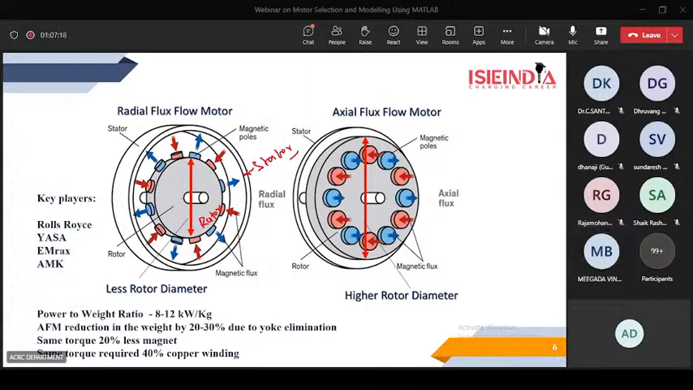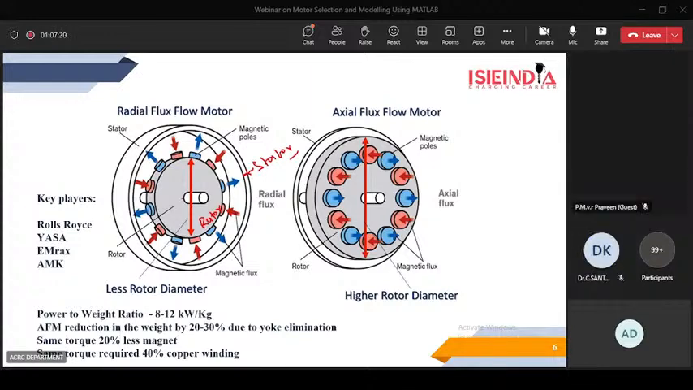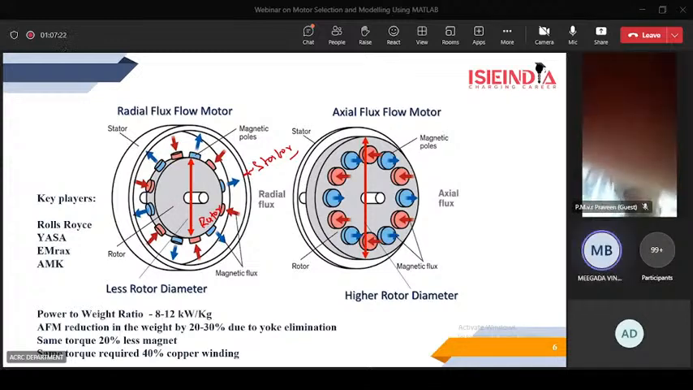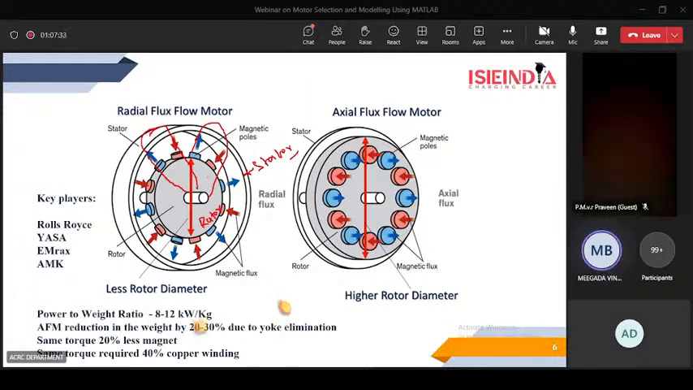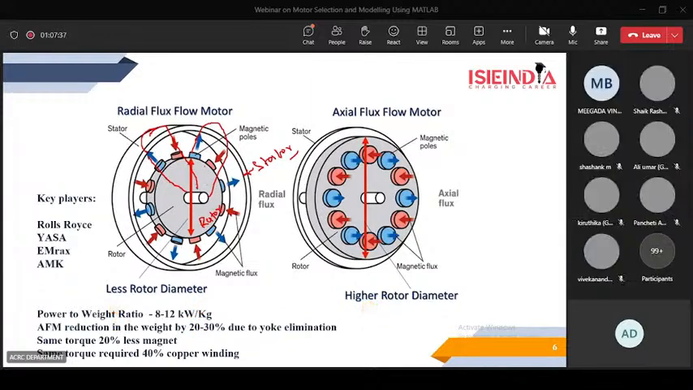The rotor is rotating upon this axis. This is the fixed axis and the rotor is rotating, and the magnetic field lines are forming like this. Due to the interaction between the magnets as well as the magnetic field, the rotation happens. Now in case of axial flux motors, we can see the construction, where we have the stator here and this one is the rotor part.